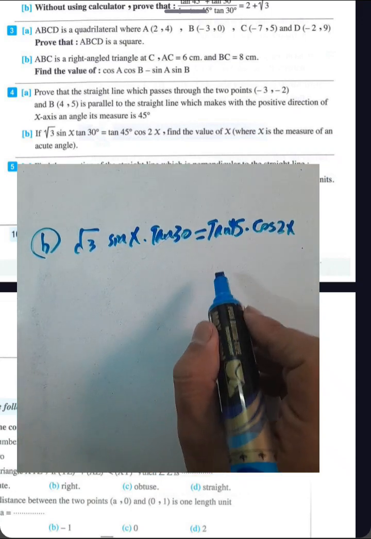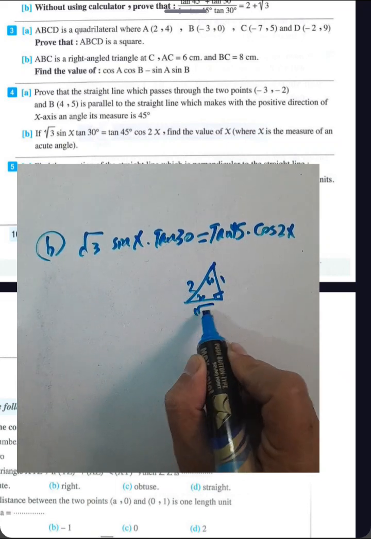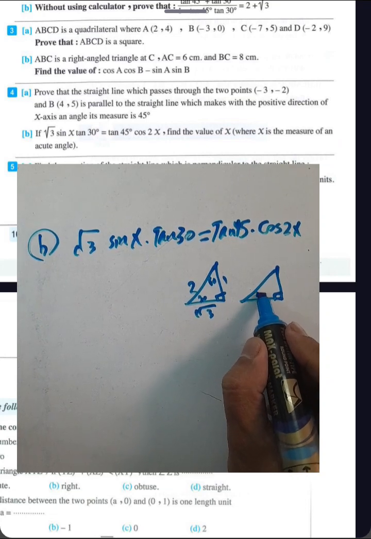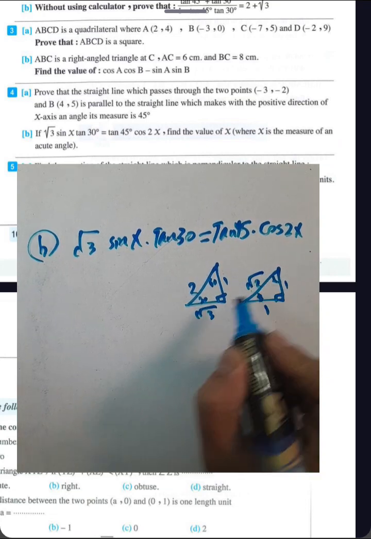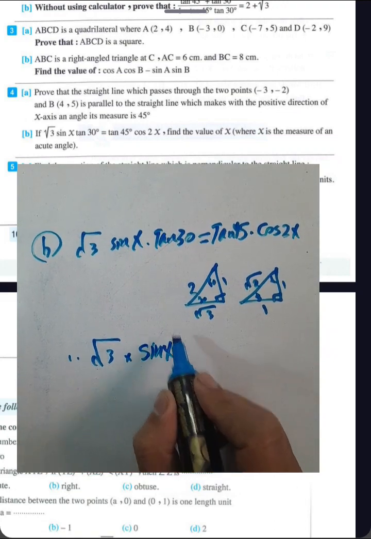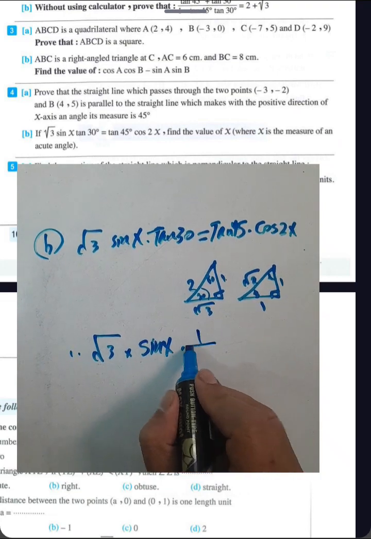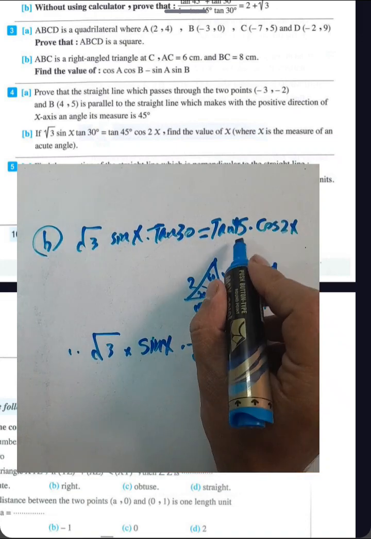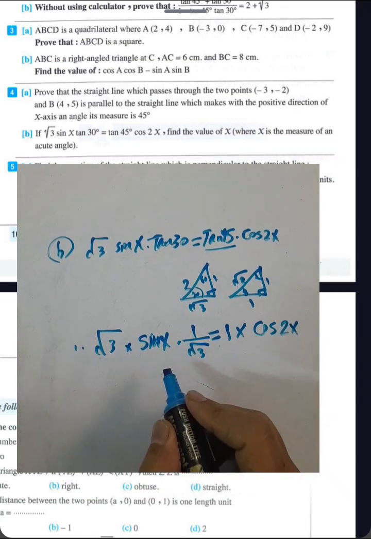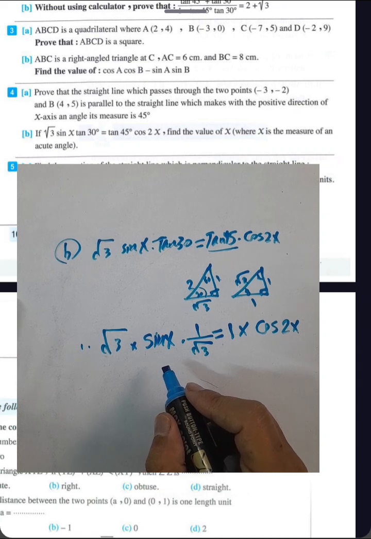Okay, we can draw two triangles here, 30 and 60 and 1 and 2 and root 3, and we have another triangle 45 and 45, 1 and 1 and root 2. Okay, and then you can find root 3 product by sine x 10 30 here, it will be opposite over adjacent, 1 over 1045 1, and cosine 2x. Okay, you want to find the value of x.